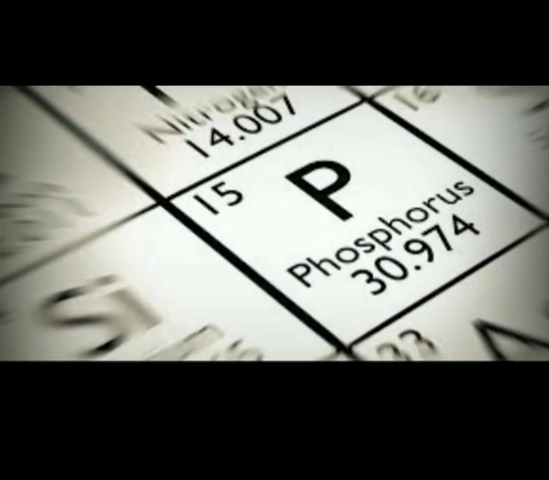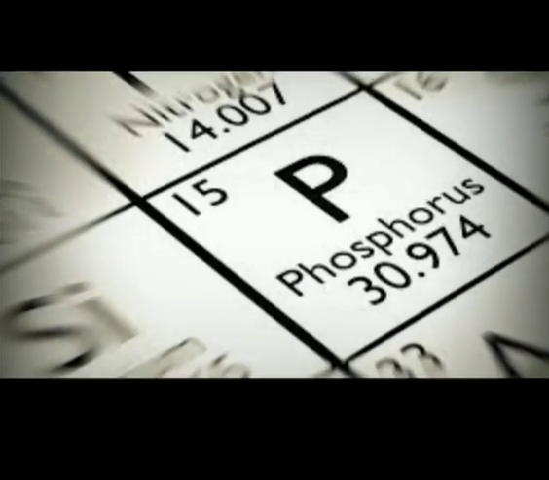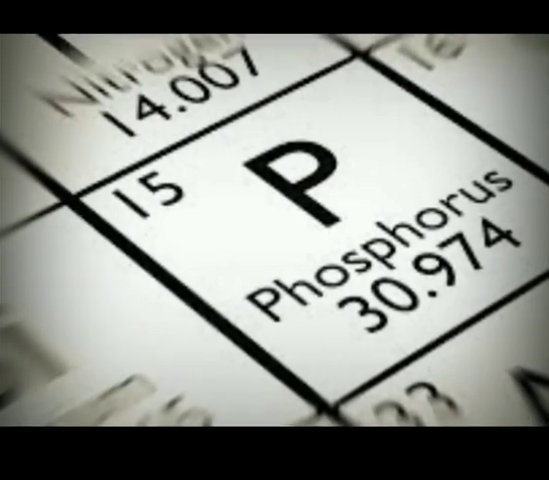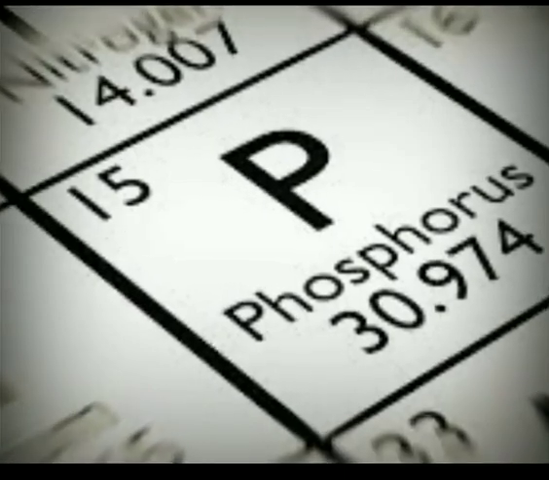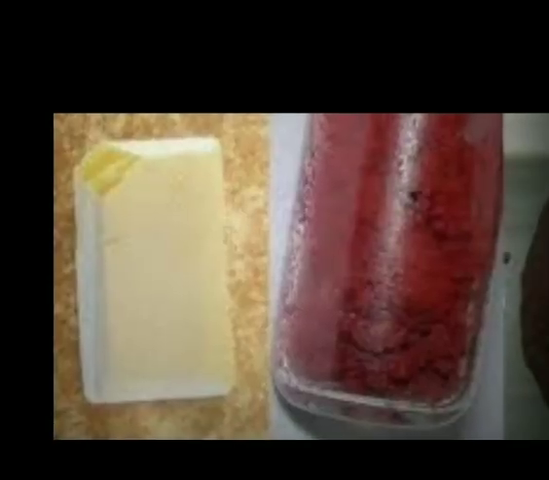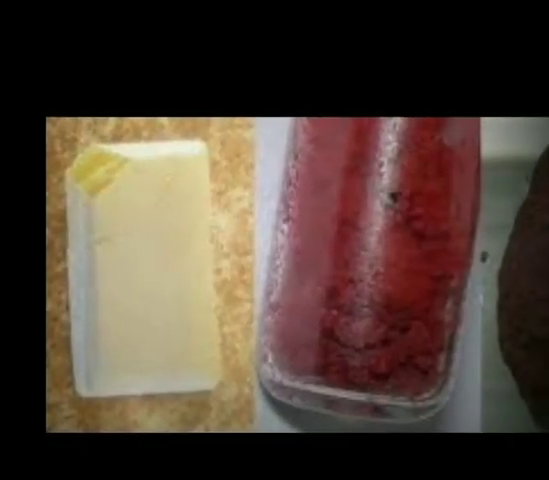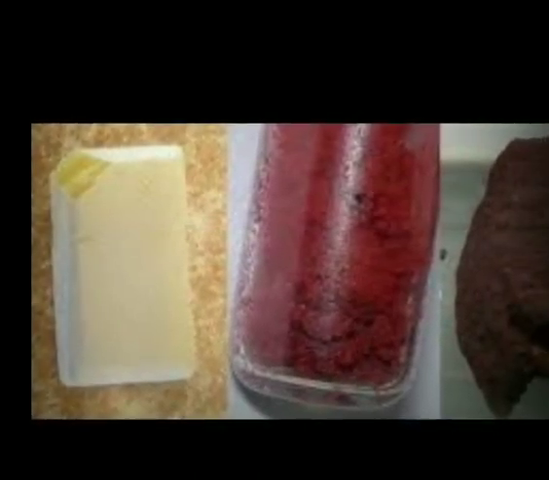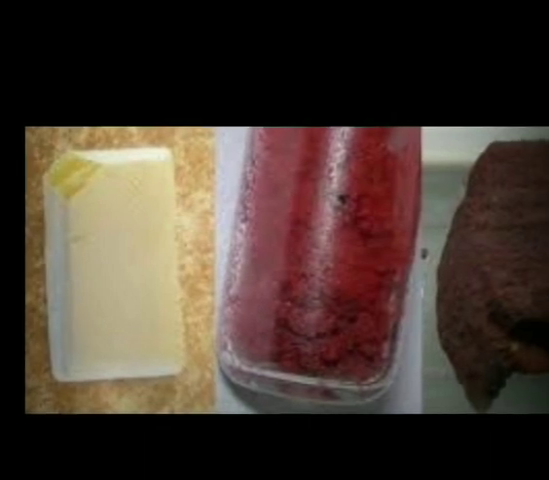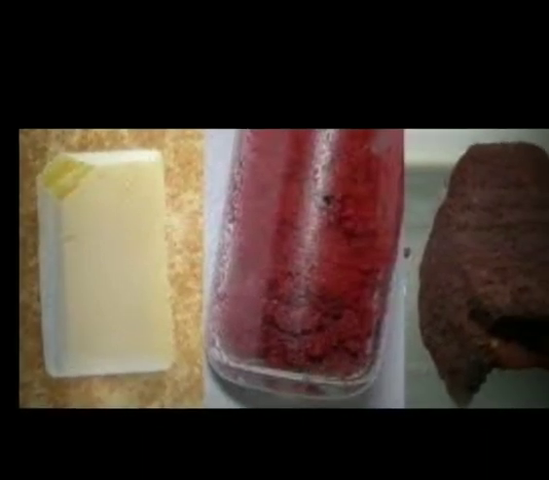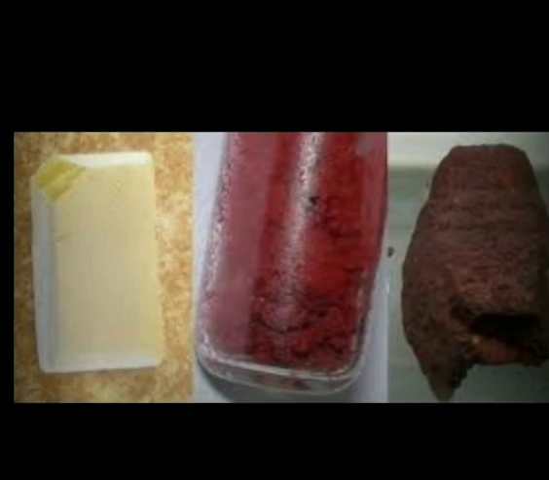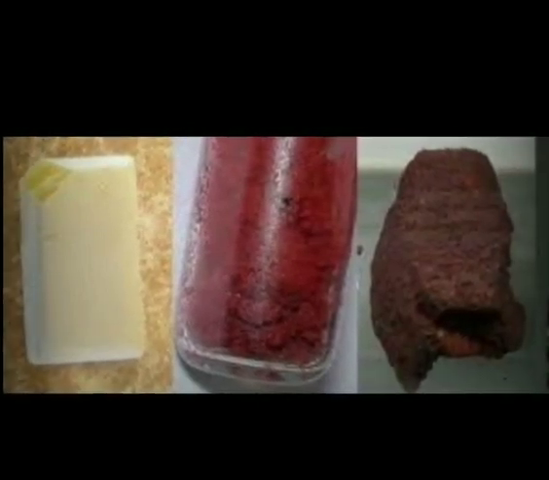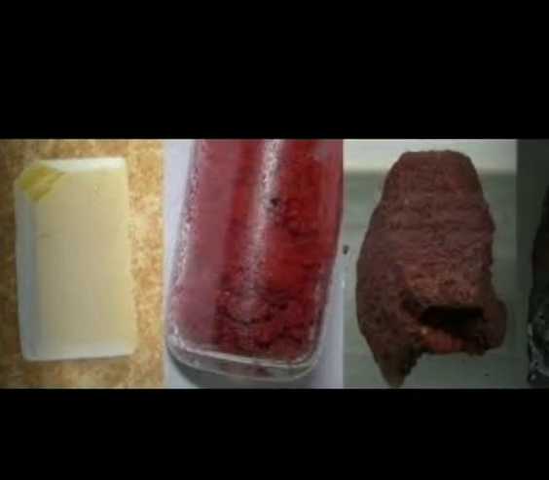Phosphorus has atomic number 15 and mass number 30. The general valencies are 3 and 5. Phosphorus exists in different allotropic forms such as white, red, black, and besides these there are many other forms like scarlet and violet, but in this class we will study only the first three allotropes of phosphorus.